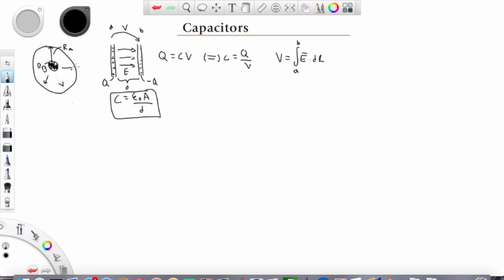If we evaluate this integral over the electric field, we get the capacitance of a coaxial cable. So this would be 2 pi epsilon 0 times L divided by the natural log of the ratio of the two radii.